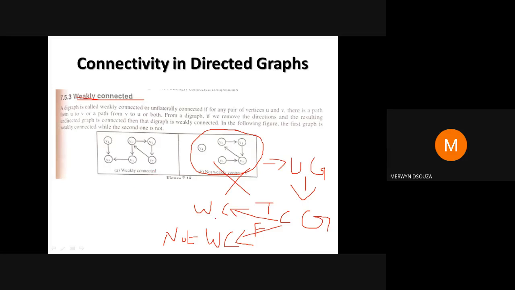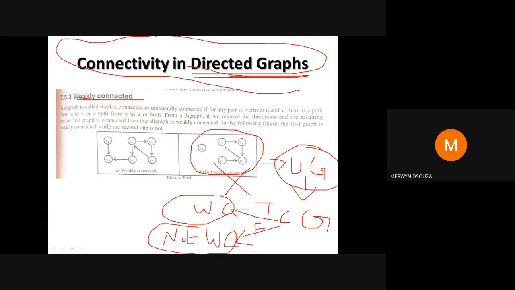So, what is weakly connected and what is not weakly connected? When you're saying this, do not say it about an undirected graph. We are talking here of connectivity in a directed graph.